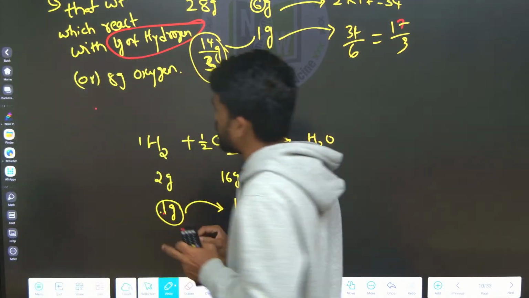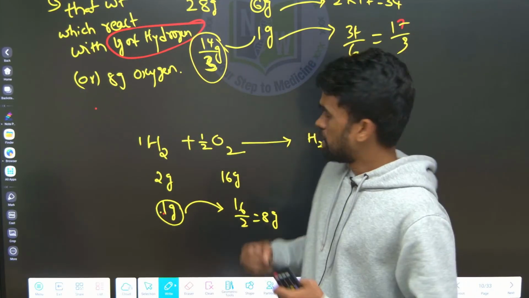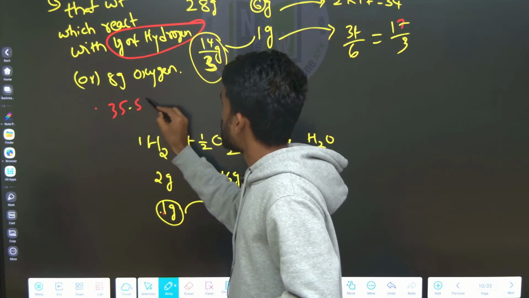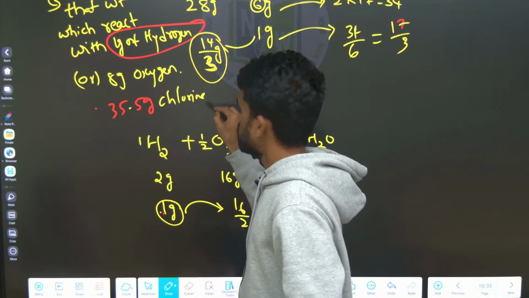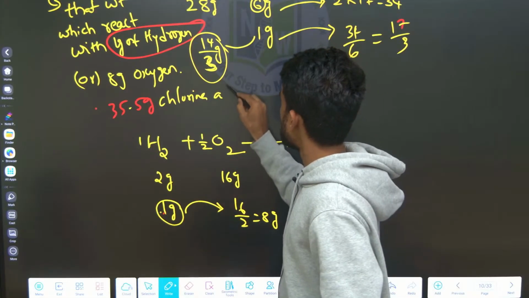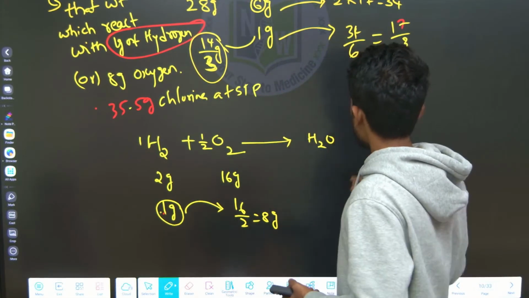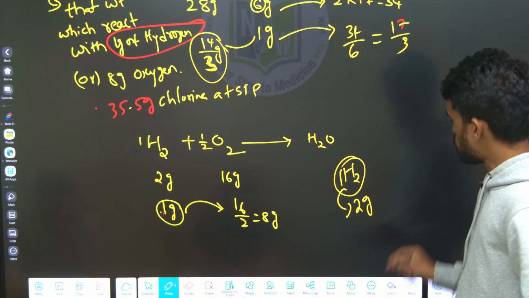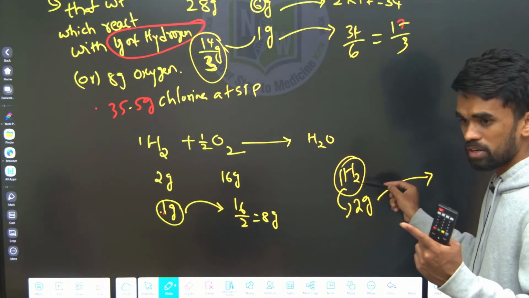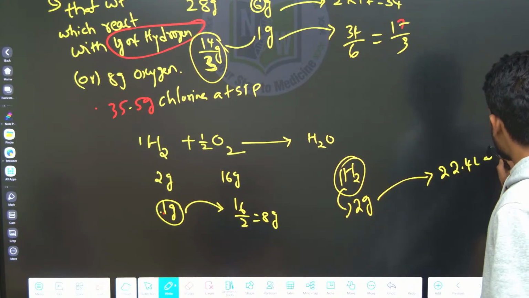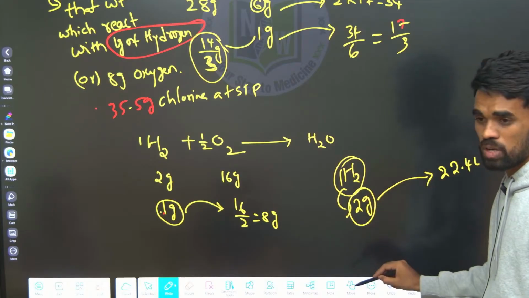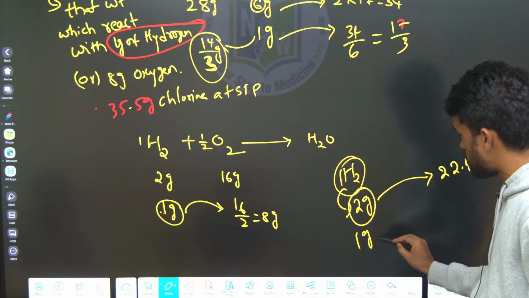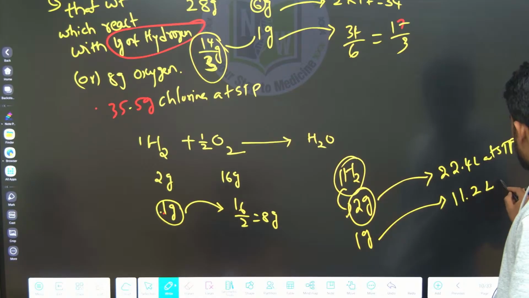Or I can also give the definition with respect to halogens, like chlorine. Equivalent weight is that weight which reacts with 1 gram of hydrogen or 35.5 grams of chlorine. Or at STP, 1 mole of hydrogen means 2 grams, which occupies 22.4 liters at STP. Equivalent weight is that weight which reacts with 1 gram, so in order to make it 1 gram, just divide by 2. That is 11.2 liters at STP.